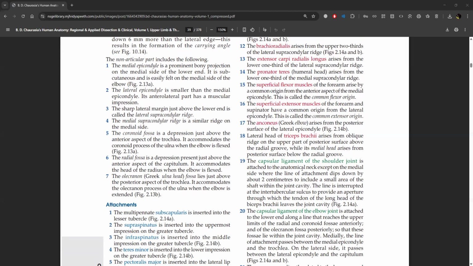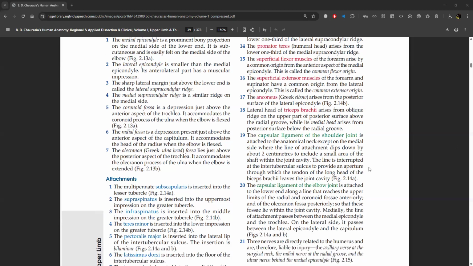Number 17. The anconeus, Greek for elbow, arises from the posterior surface of the lateral epicondyle. Number 18. The lateral head of the triceps brachii arises from the oblique ridge on the upper surface or part of the posterior surface above the radial groove, while its medial head arises from the posterior surface below the radial groove.